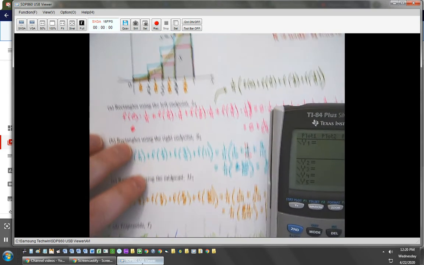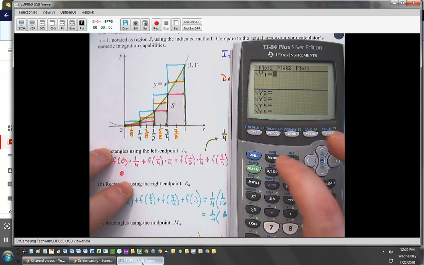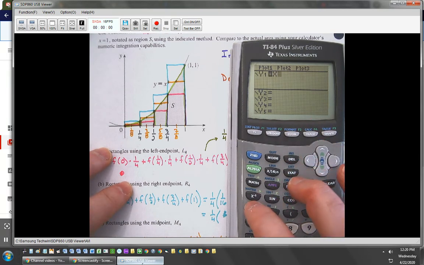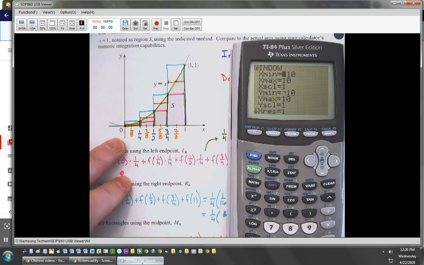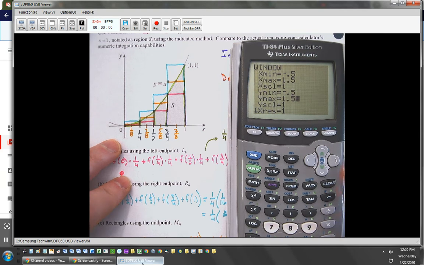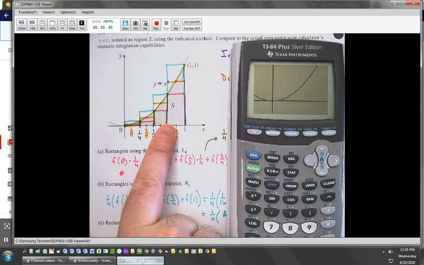So I want to now calculate this function, x squared. I'm going to do a nice window. So I'm going to adjust my window from, let's say, negative 0.5 to 1.5 so that we see our region. I'm going to go from negative 0.5 to 1.5 as well. And so we get a pretty good picture here. So there's my interval, which is the same as what they've sectioned off.